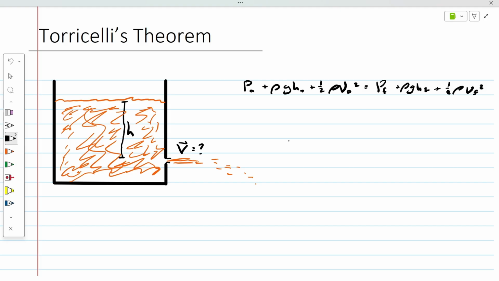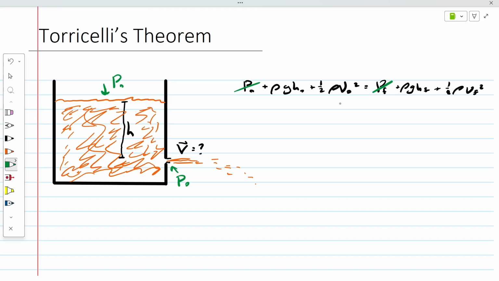Okay. And so we can cancel out some variables. First off, the pressure is going to be constant at the input and output because we have this P naught pushing down at the top of this tank, and we also have the same P naught pushing in on this gap here. So these pressures are equal, so those cancel.